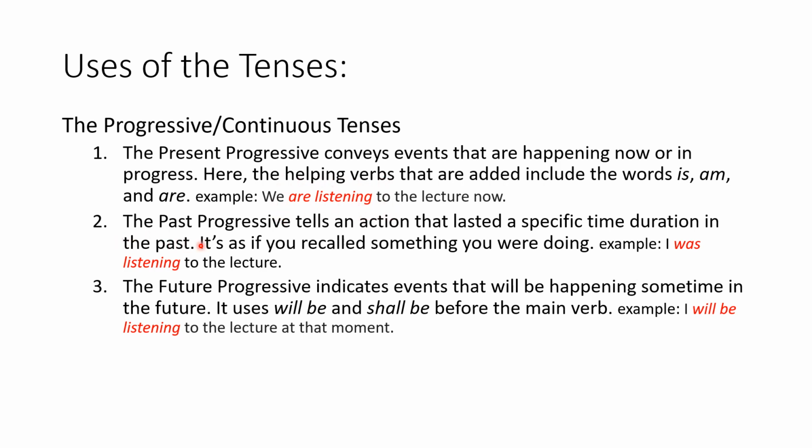Next, the past progressive form or tense tells us of an action that lasted a specific time duration in the past. It is used when you are, as if, recalling something that you were doing in the past.